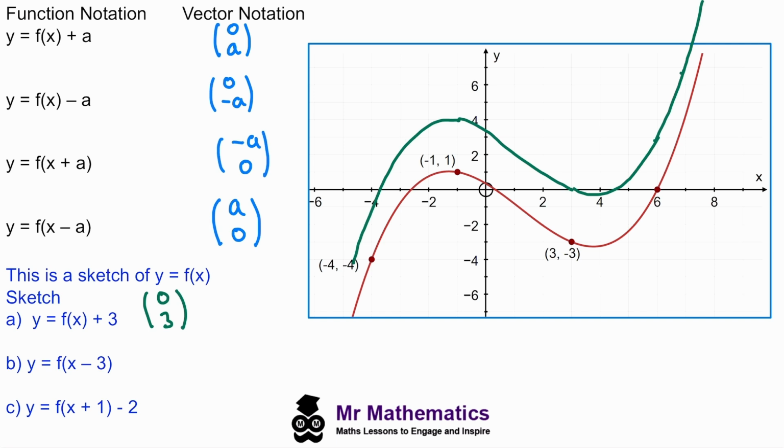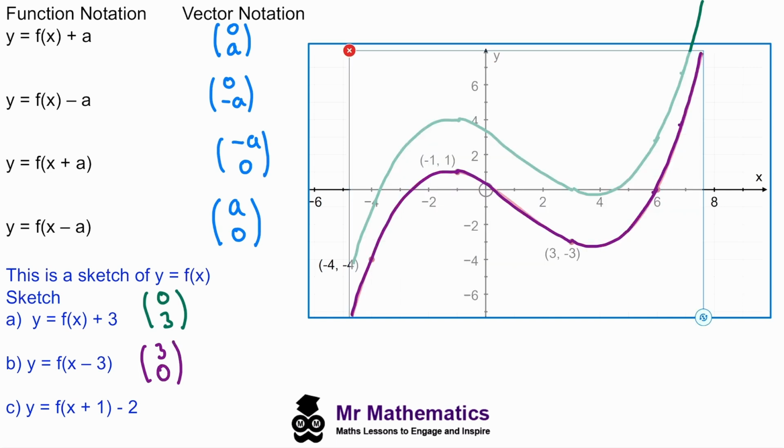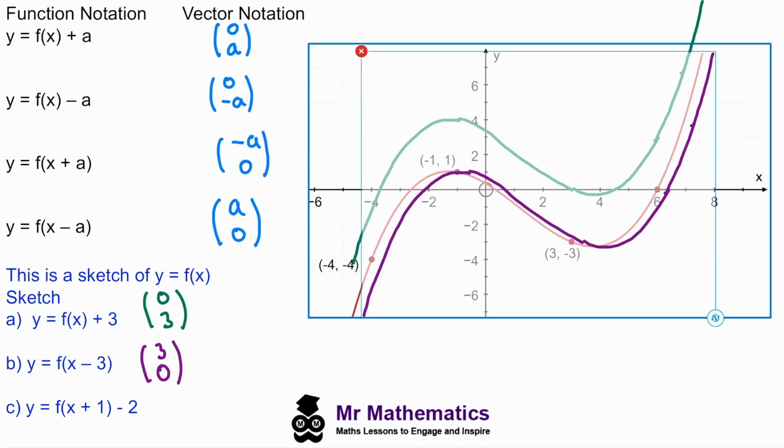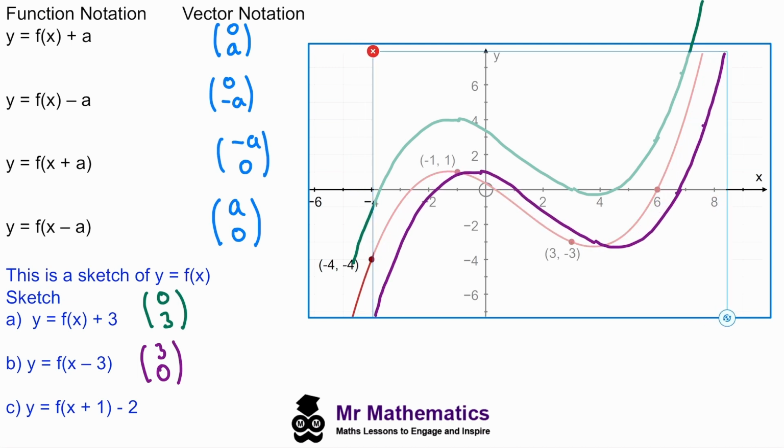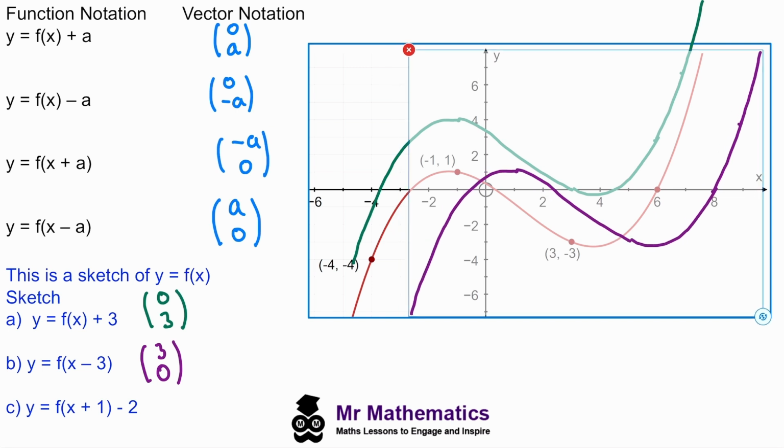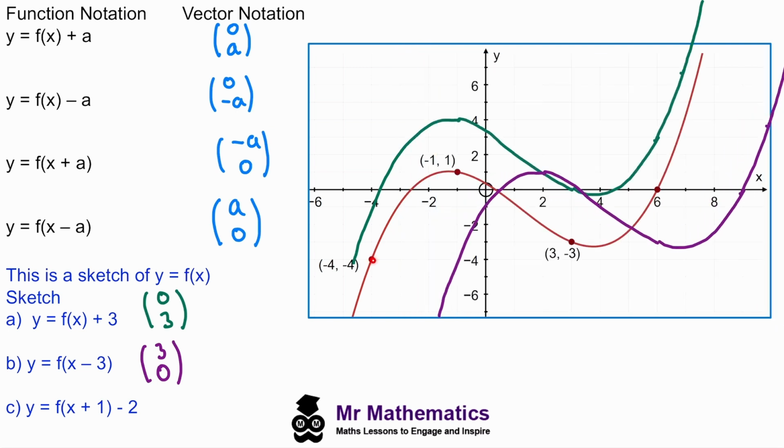For question B, f of x minus 3, and this is inside the brackets, so we're going to use this vector, which will be 3 horizontally to the right and 0 in the vertical. So we'll take our function and we'll move every x value to the right by 3 units. So you can see this point at -4 has been moved to -1 in the x. The -1 point has been moved to +2. When x equals 3, we've got x equals 6. And when x equals 6, we've got 9.